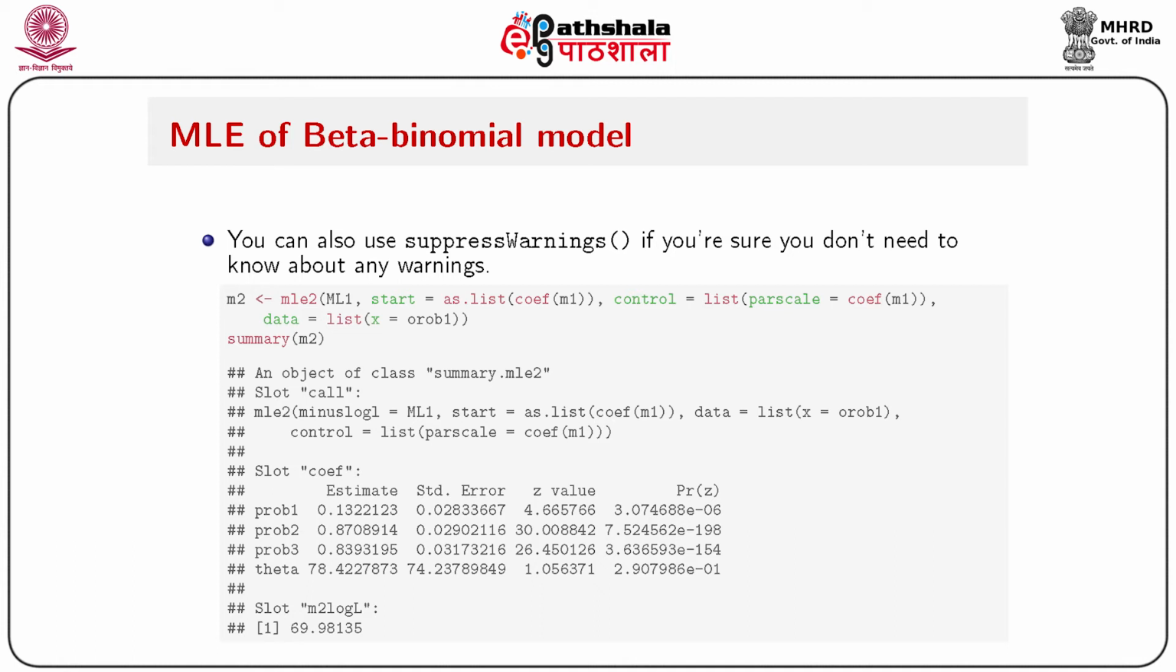So here is an M2 that has been defined. So mle2 start as dot list, coefficient of beta 1, control equals list, parscale is coefficient of beta 1, data equals list, x equals ORO B1, and summary of M2 is coming like this.